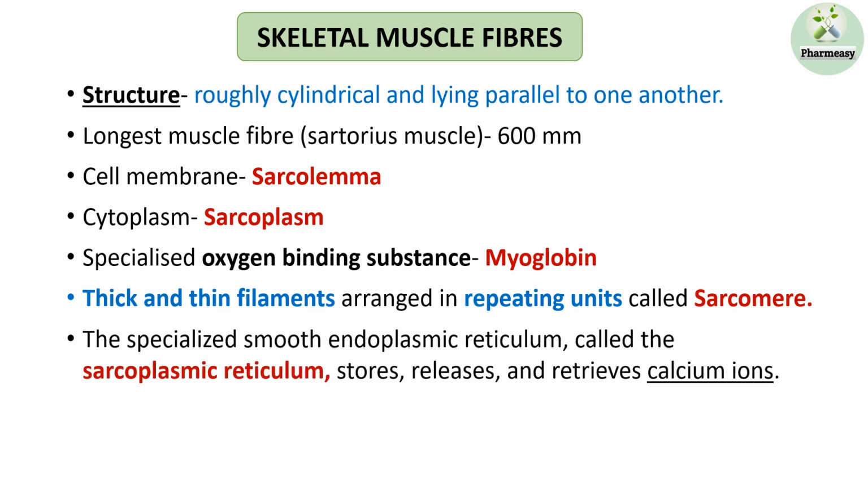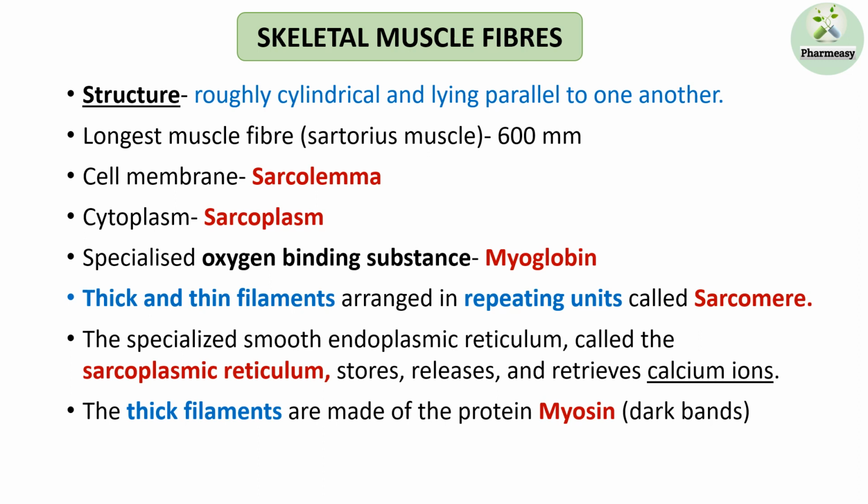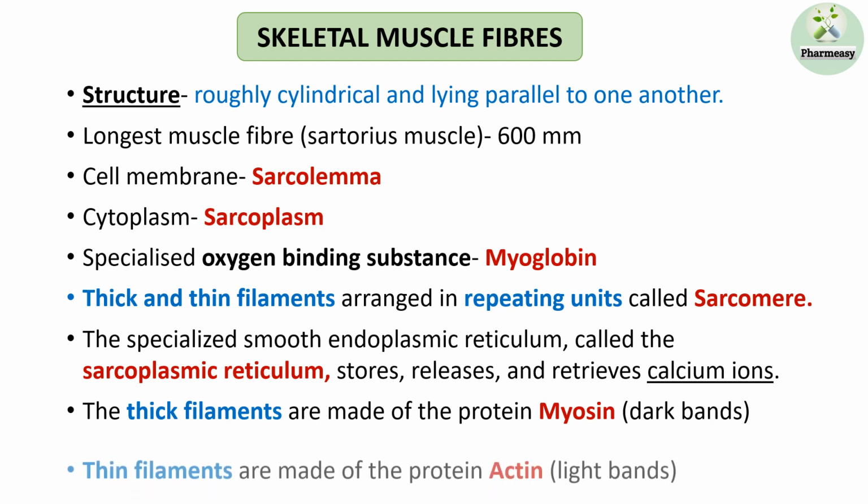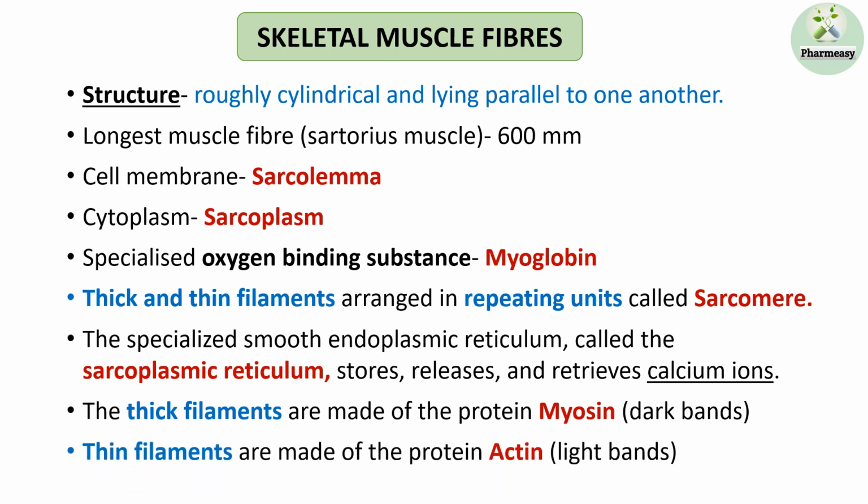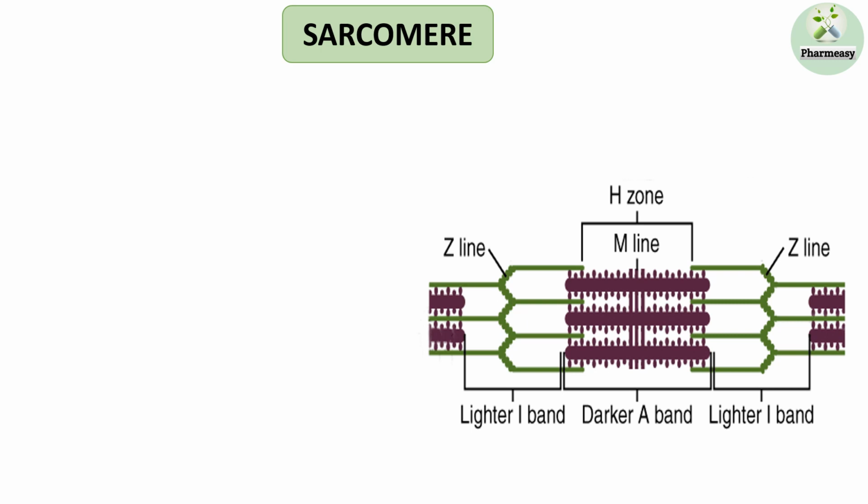The specialized smooth endoplasmic reticulum, called sarcoplasmic reticulum, stores, releases, and retrieves calcium ions. Thick filaments of sarcomere are dark bands and made of the protein known as myosin. And thin filaments are light bands and made of the protein known as actin. Now we will study the sarcomere. It has various bands such as A band, I band, M line, H zone and Z line.